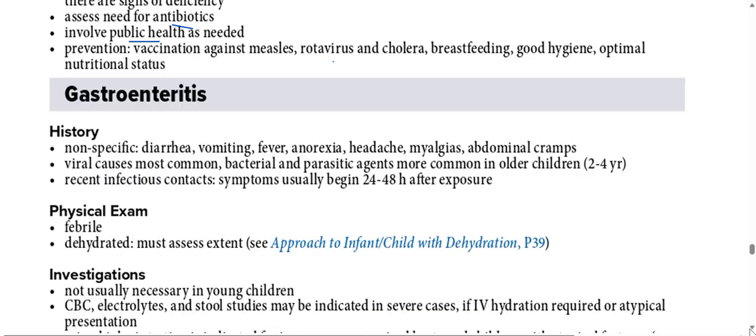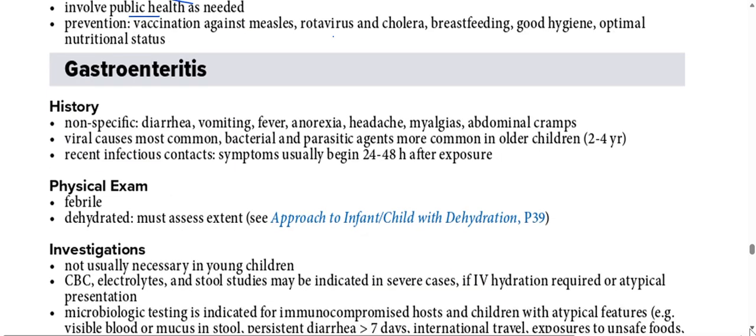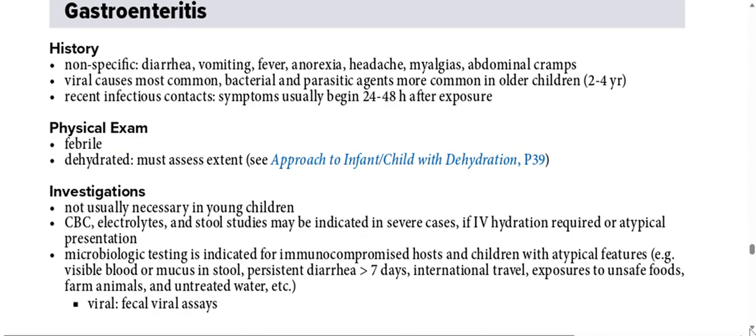Next is the topic of gastroenteritis. Gastroenteritis presents with diarrhea, vomiting, fever, anorexia, loss of appetite, headache, pain in the muscles and joints, and abdominal cramps. Bacterial and viral causes are most common. Bacterial and parasitic causes are more common in older children. There is recent infectious contact, and symptoms begin 24 to 48 hours, 1 to 2 days after exposure.